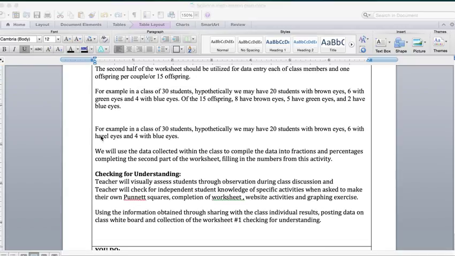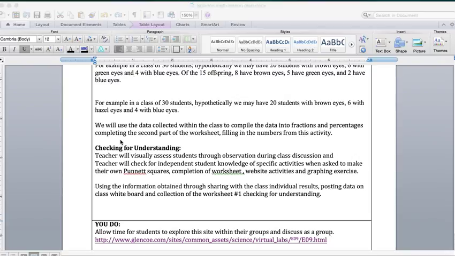Okay, so for example, in a class of 30 students, hypothetically, we may have 20 students with brown eyes, 6 with hazel, which is green, and 4 with blue eyes. And when we complete this, we're going to have all this data collected. At this point, you're going to check for their understanding and visually assess their observations through a discussion. I would suggest putting this on a whiteboard, or if they have a science notebook, having them translate the entire class's information at this point.